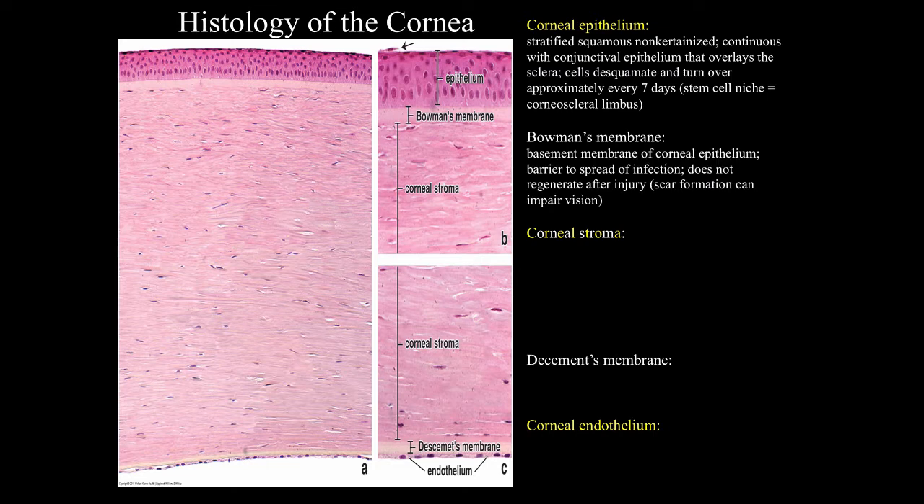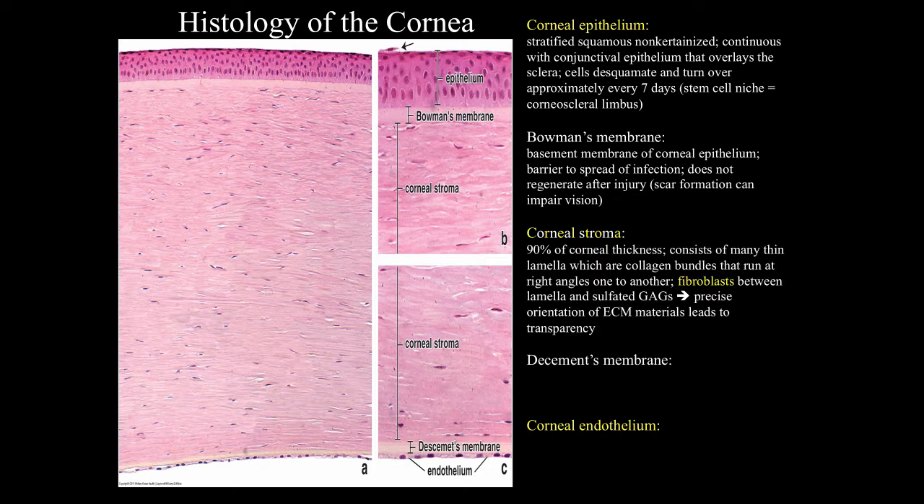Bowman's membrane is essentially the basement membrane of the corneal epithelium. It's a barrier to the spread of infection. It does not regenerate after injury, so scar formation in Bowman's membrane can impair vision.